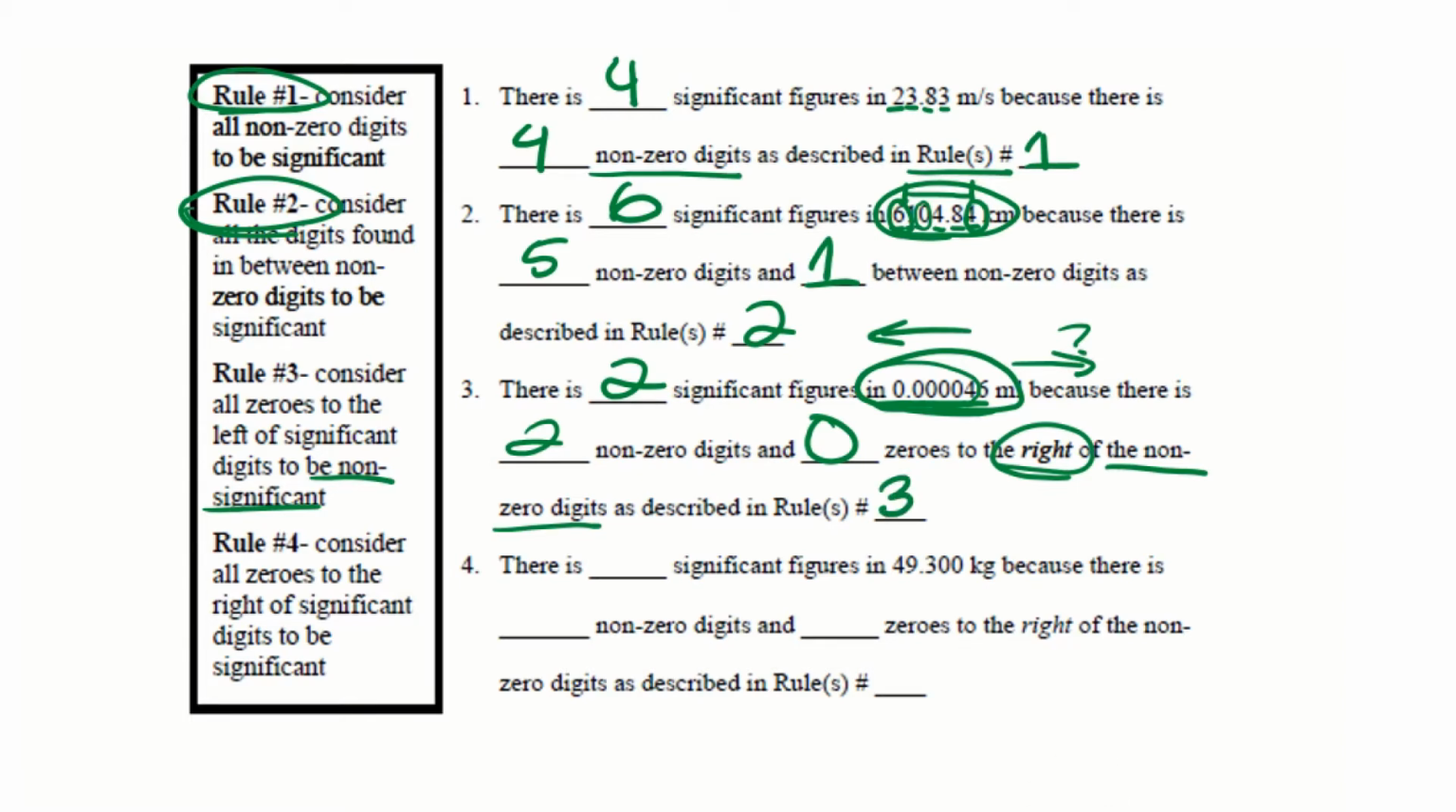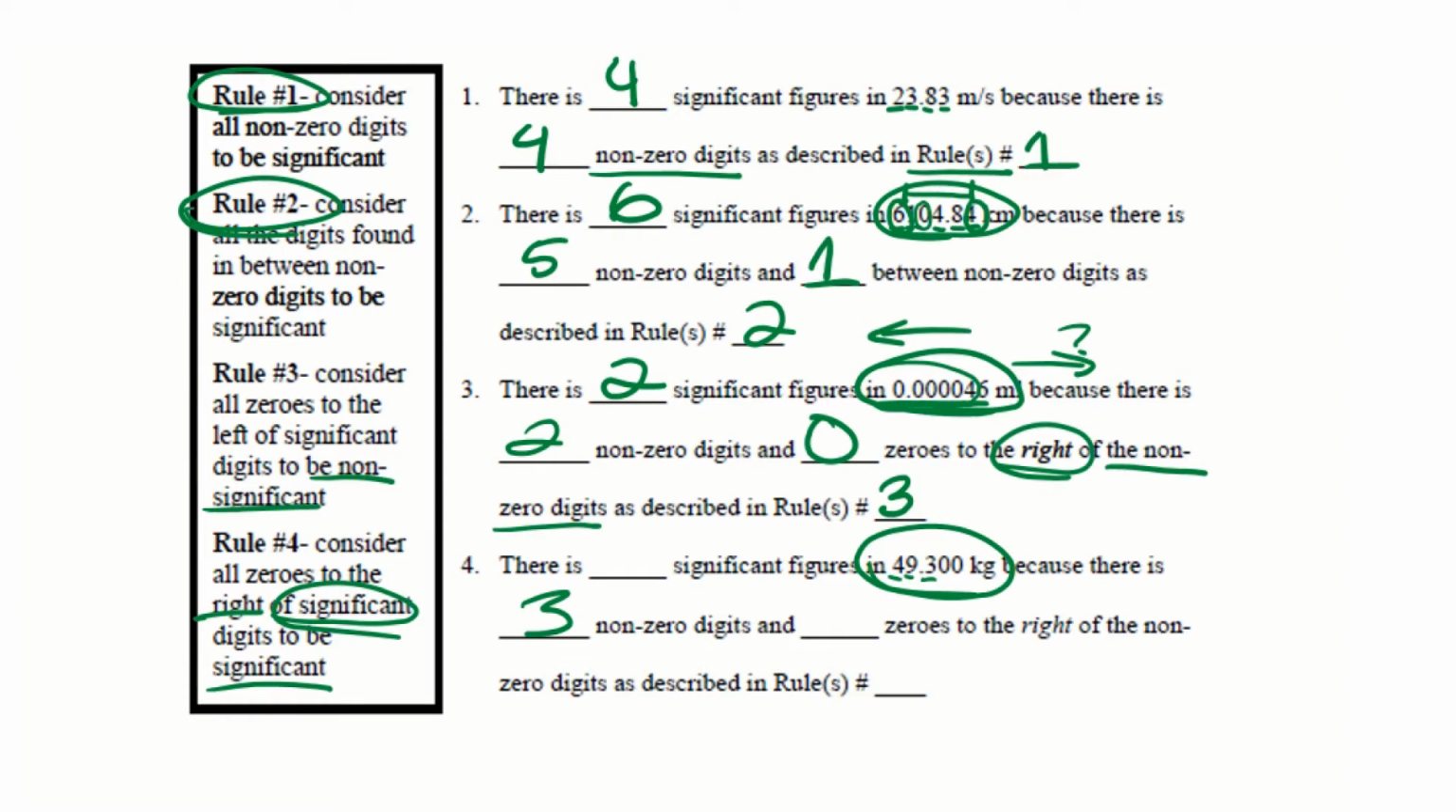Okay, rule number 4. Consider all zeros to the right to actually be significant. Okay, so all of the zeros that are to the right of those significant digits are also significant. So let's look at the example. They give you 49.300 kilograms. That's the value. Now we know that the non-zero digits, those are significant. So I have 3 of them. But then I have 2 zeros.